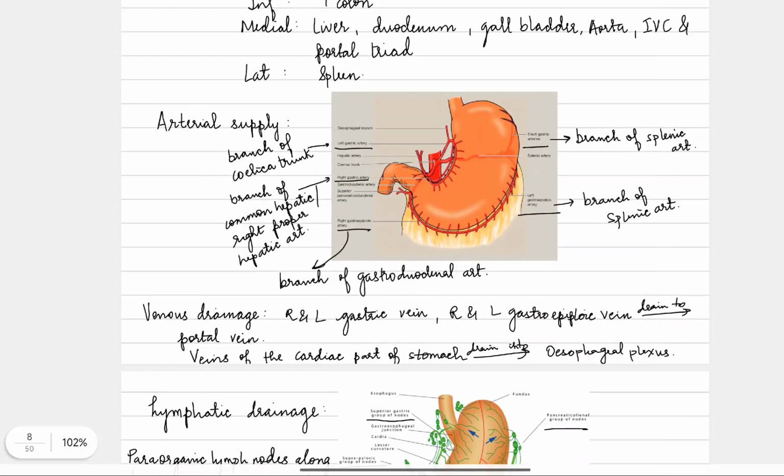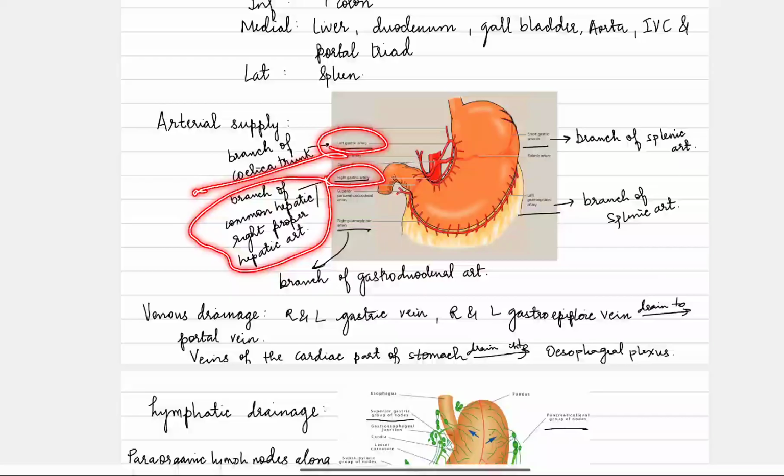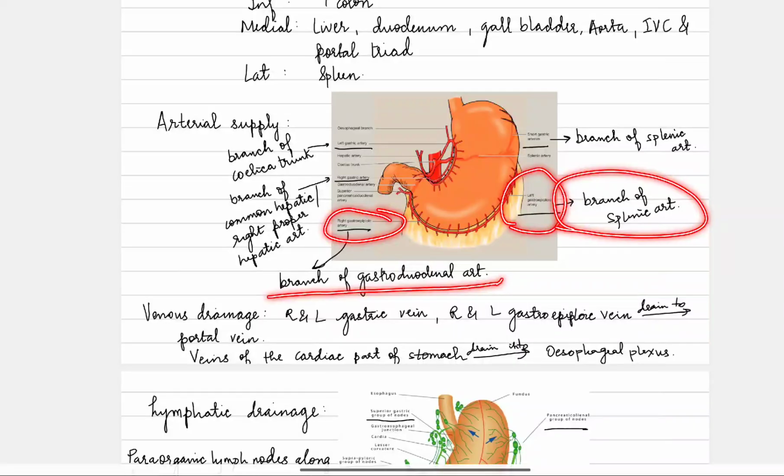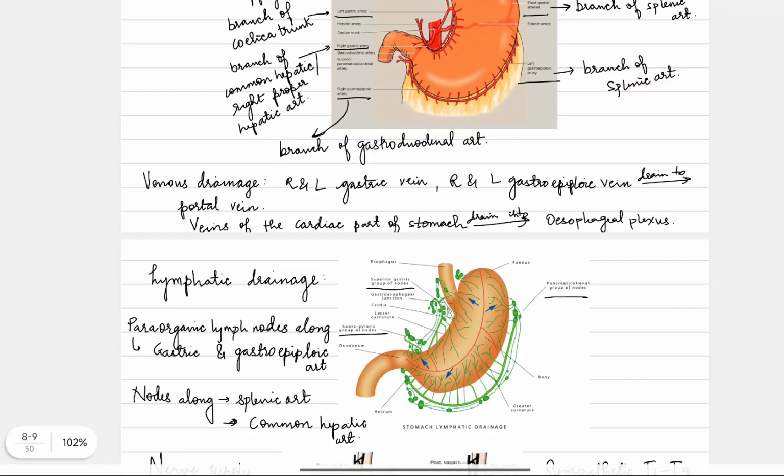Arterial supply. Now there is the left gastric artery, which is a branch of the celiac trunk. Next is the right gastric artery, which is a branch of the common hepatic artery or right proper hepatic artery. Next is the right gastroepiploic artery, a branch of the gastroduodenal artery. The left gastroepiploic artery is a branch of the splenic artery, and the short gastric arteries are also branches of the splenic artery. Venous drainage is the right and left gastric veins and right and left gastroepiploic veins, which drain into the portal vein. Veins from the cardiac part of the stomach drain into the esophageal veins, the esophageal plexus.